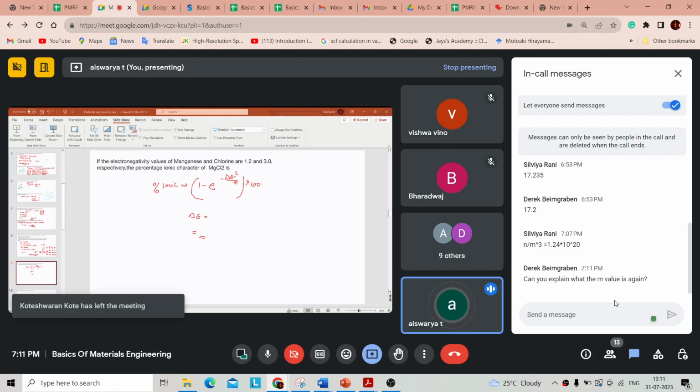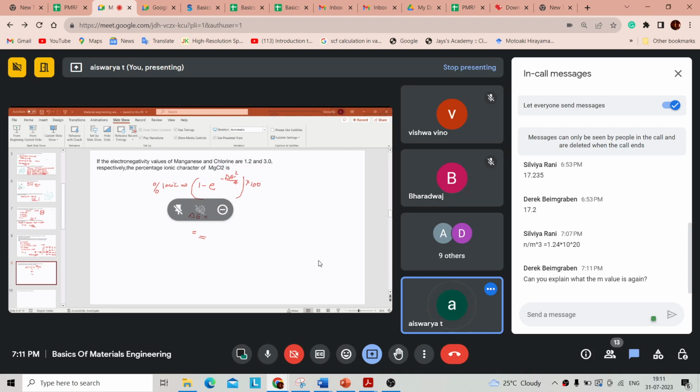Do you want me to explain the m value again? Hello? Someone asked a question in the chat box. Okay, I'll discuss that at the end of the class. Once again, that problem. So now please do this problem in the wind-up time. I'll discuss it once again.